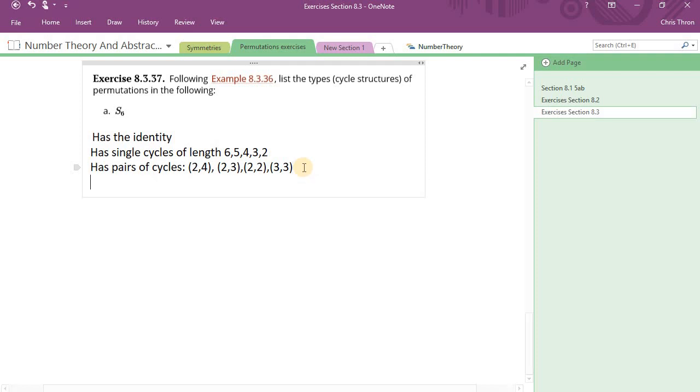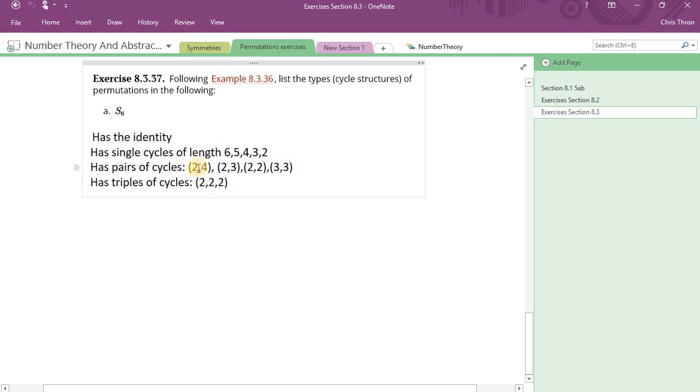Now, can I have triples of cycles? Yes, I could have 2, 2, 2. I could have three 2-cycles. Okay, so that's what we have here. We have single cycles of length 6, 5, 4, 3, 2. We could have one cycle of length 2 and one of length 4, one of length 2 and one of length 3, length 2 and length 2, length 3 and length 3, or I could have 3 different cycles, all of length 2. And those are the only possibilities.